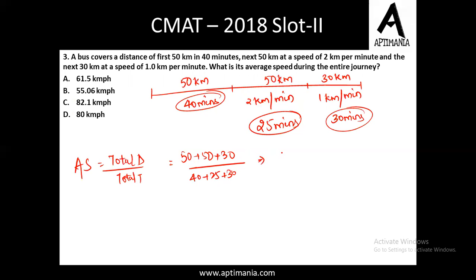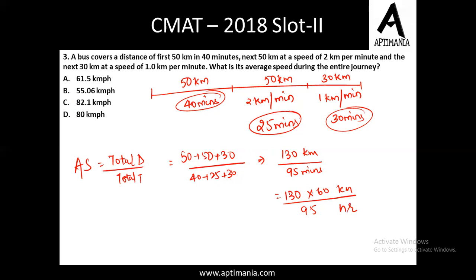So that will be a total of 130 kilometers upon 40 and 30, 95 minutes. Now to convert these minutes into hours, I'll divide it by 60. So we'll have 130 kilometers upon 95 into 60, and the unit will now be kilometers per hour.